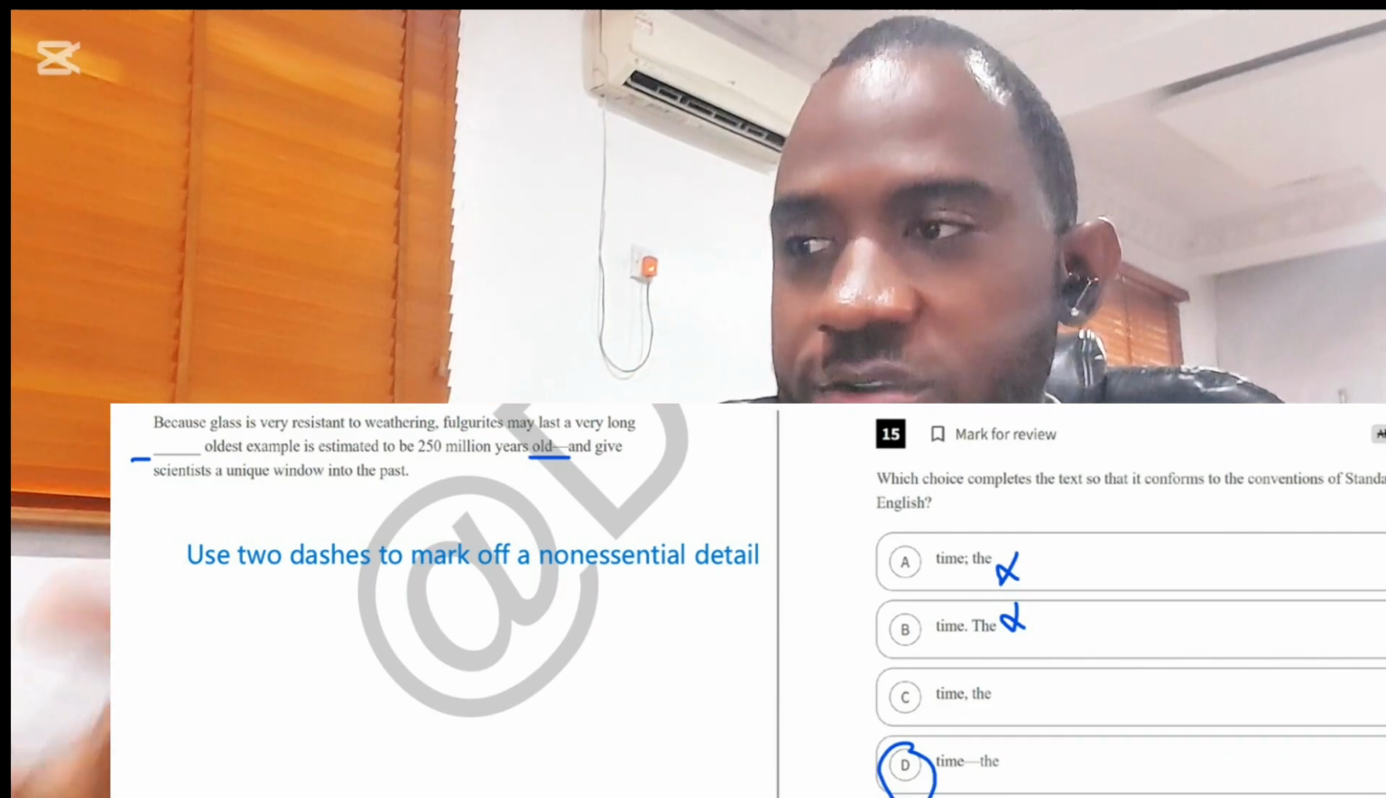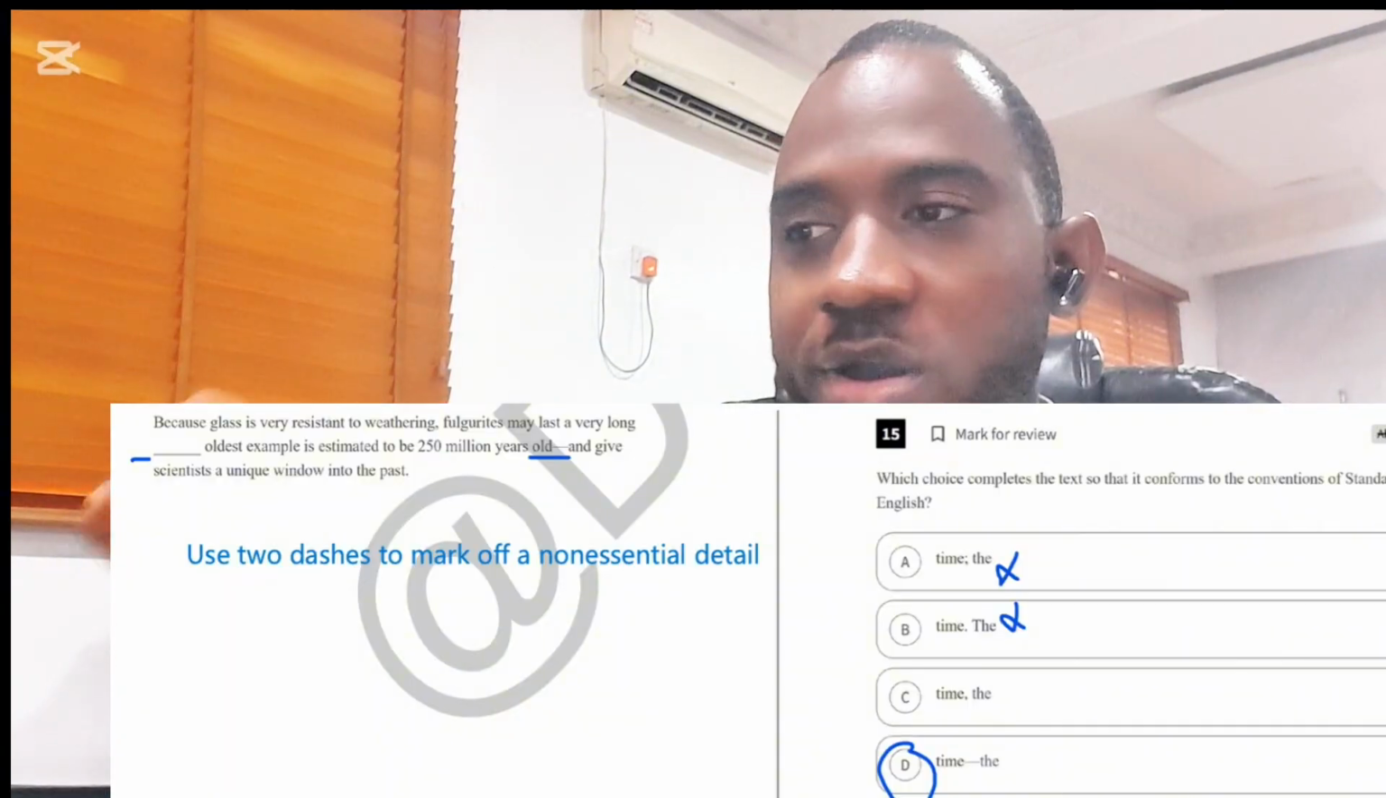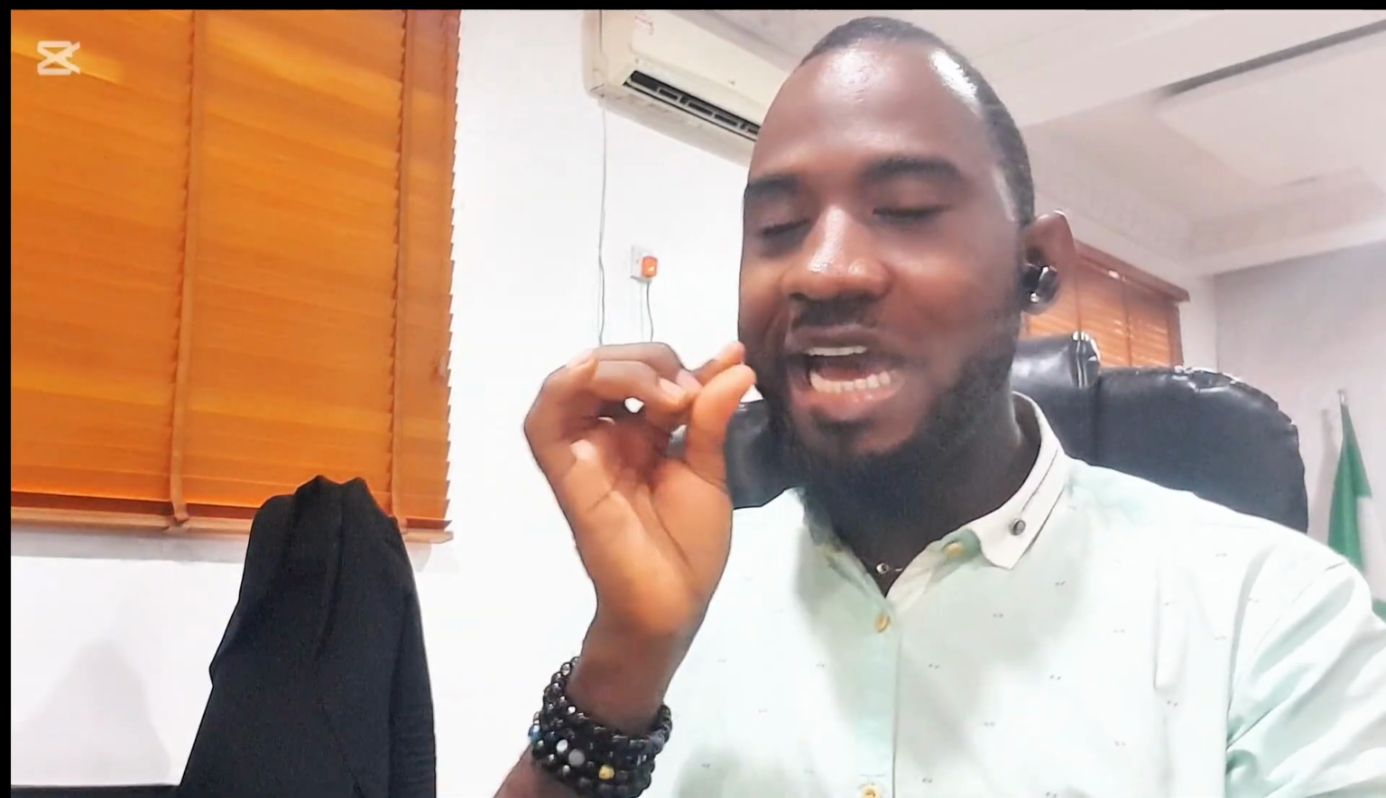Because glass is very resistant to weathering, fulgurites may last a very long time and give scientists a unique window into the past. So you want to also take note of that to be sure that the answer you've chosen is correct: you want to plug it in. And if the answer you chose gives you non-essential detail, you want to read it out. If the sentence sounds correct, reading out the non-essential information, you know that answer is the best answer.